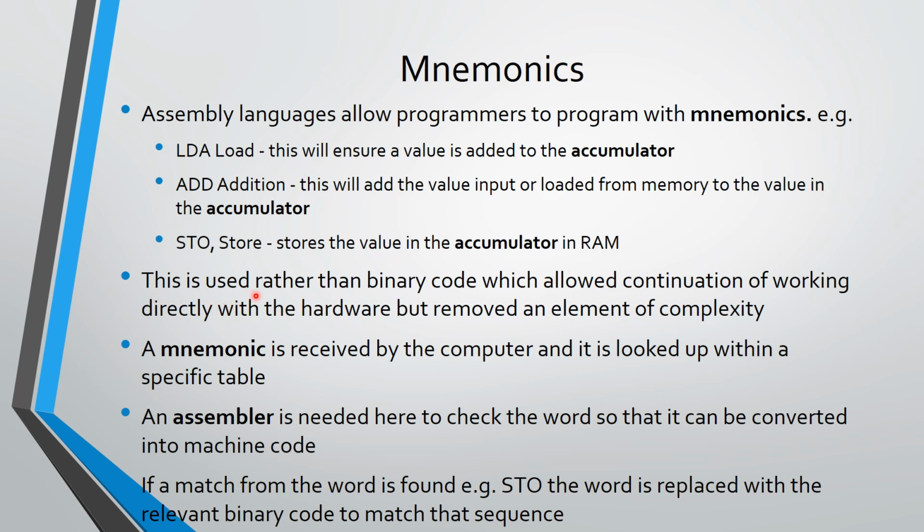This is used rather than binary code, which allows continuation of working directly with the hardware but removes an element of complexity. A mnemonic is received by the computer and it is looked up within a specific table. An assembler is needed here to check the word so that it can be converted into machine code. If a match for the word is found, for example STO, the word is replaced with the relevant binary code to match that sequence.